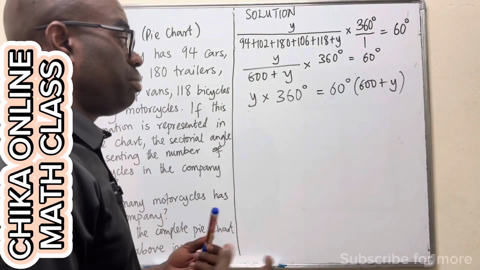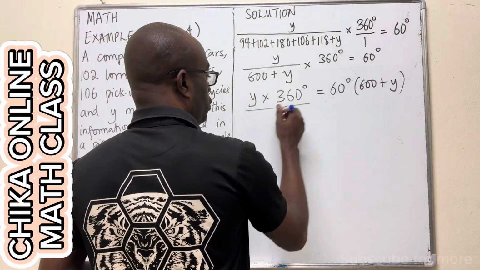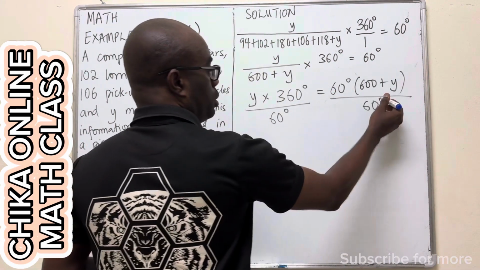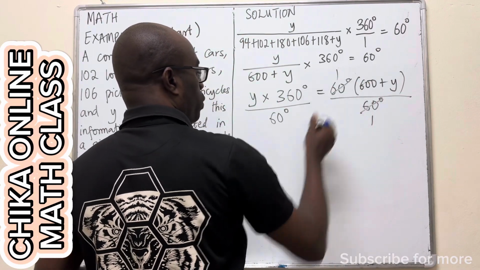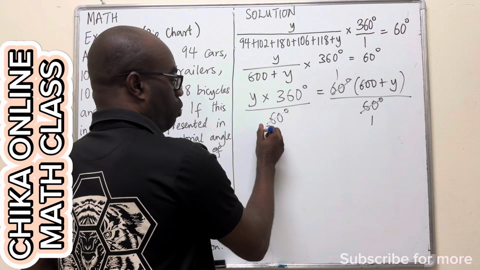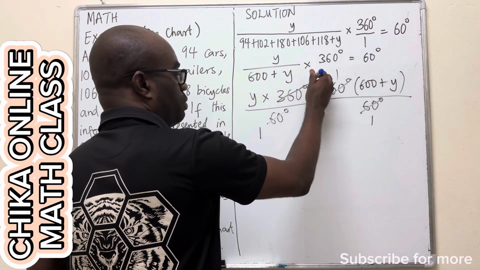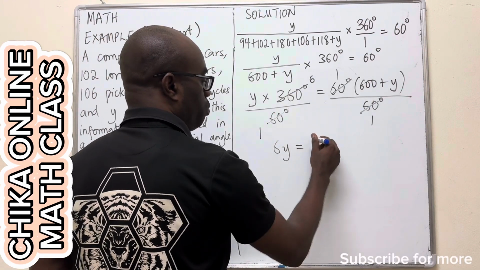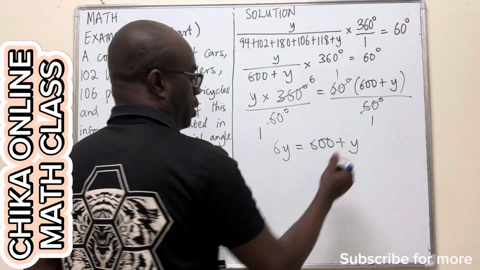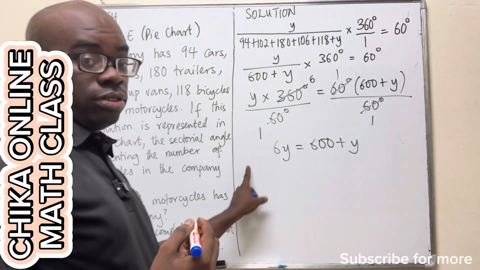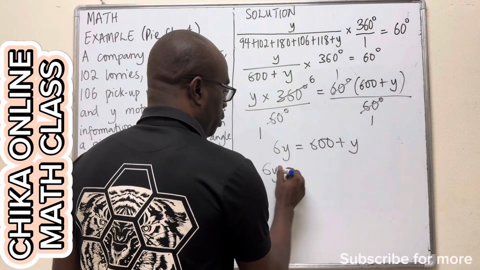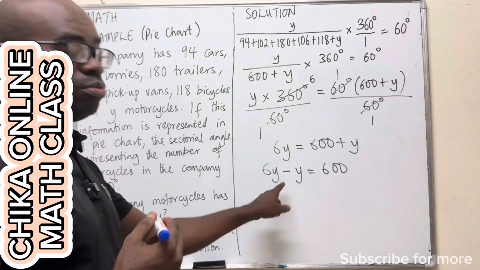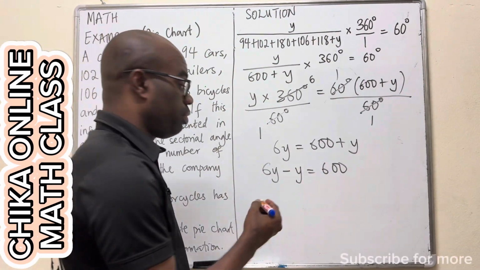Now divide both sides by 60 degrees. 60 degrees divides itself to give 1, and 60 degrees divides 360 degrees to give 6. So you have 6y equal to 600 plus y. Bring this y across to this side, so you have 6y minus y equal to 600, because if you take y across, it becomes minus y.